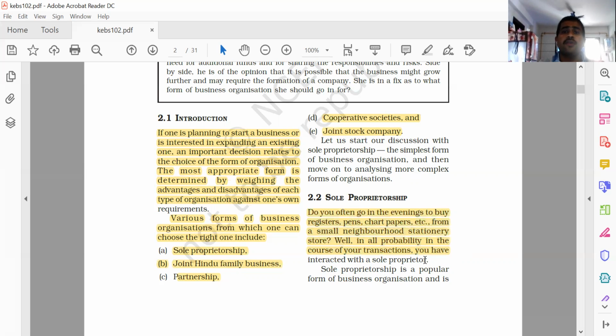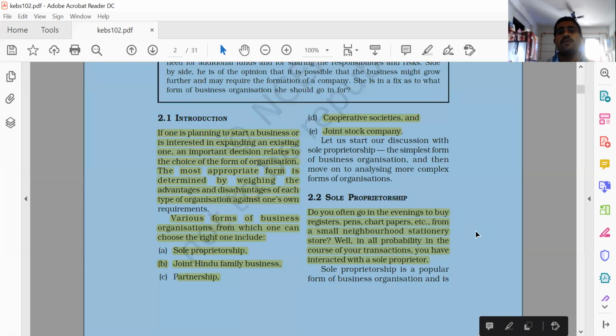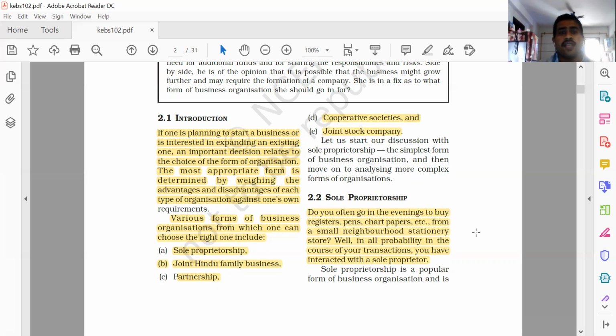Now, they are giving an example for this. If we go outside of our home, you can see a small shop, a small grocery store, or a stationery store, or a vegetable vendor, fruit seller, anyone we can say. If you purchase anything from that type of store, you interact with the sole proprietor. That means one person who manages the entire business.